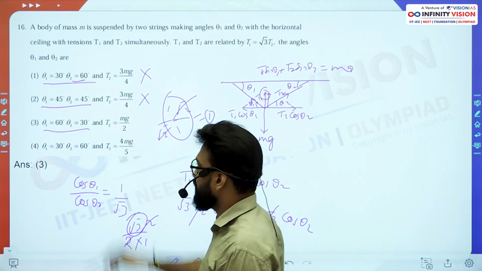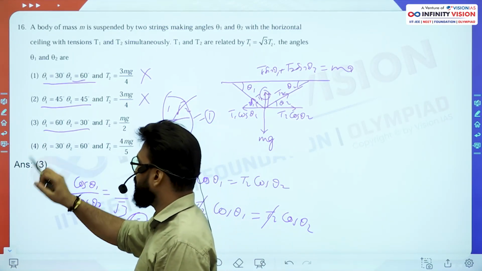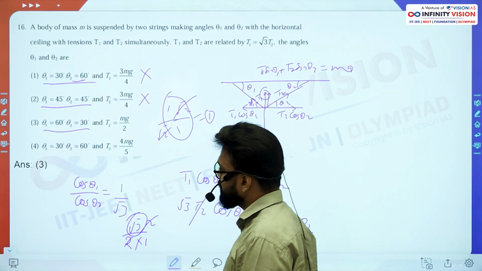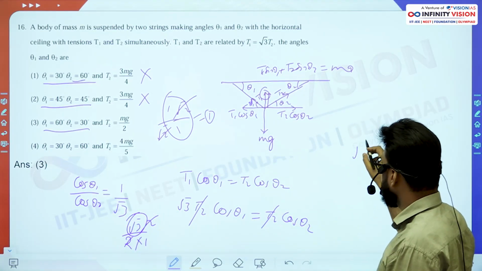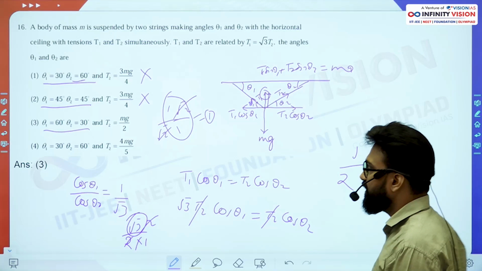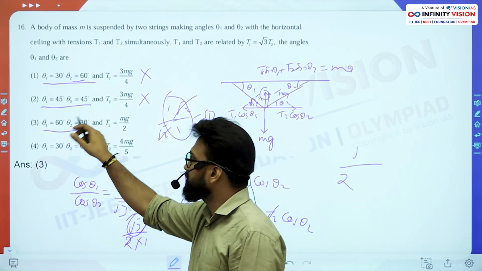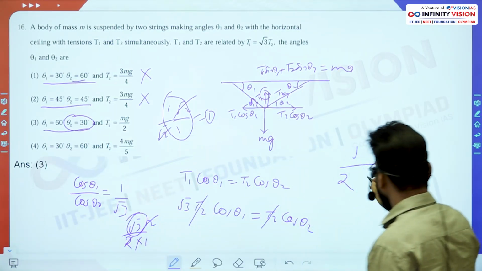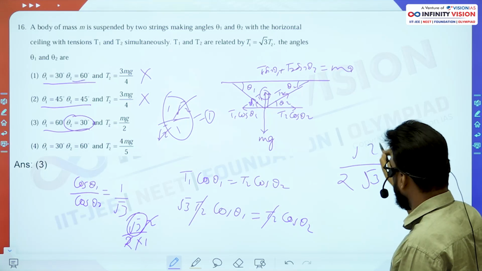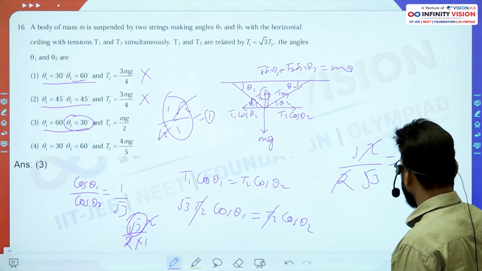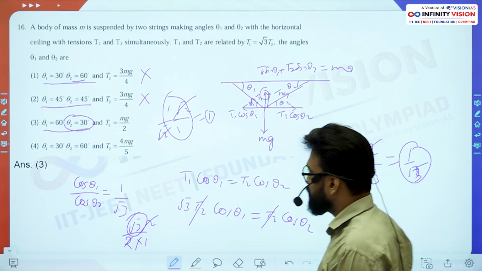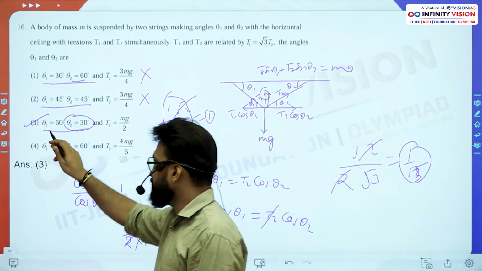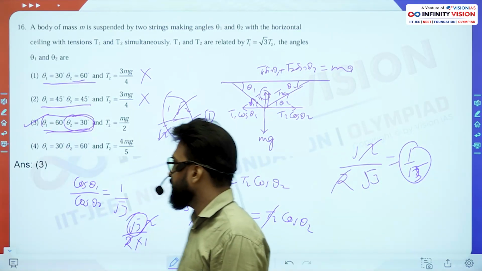So this is also wrong. Moving on to the next, the third option. If theta 1 is 60 degrees, that means cos 60 is half and cos 30 is root 3 by 2. The 2 will cancel out from this. We get 1 by root 3. So the third option would be the correct option, in which it satisfies the relationship.